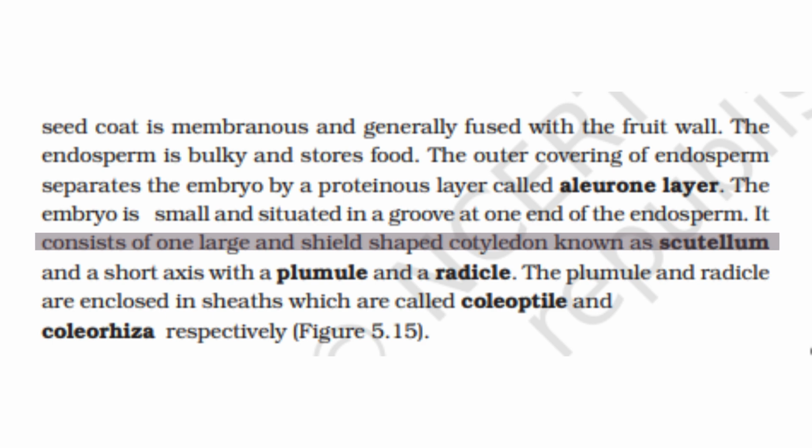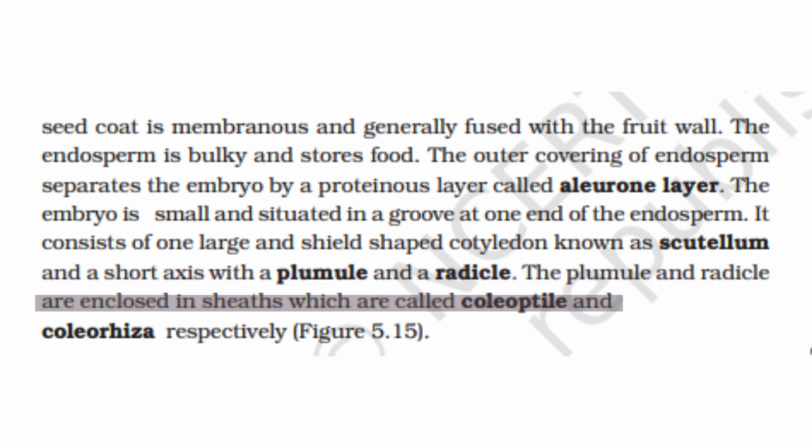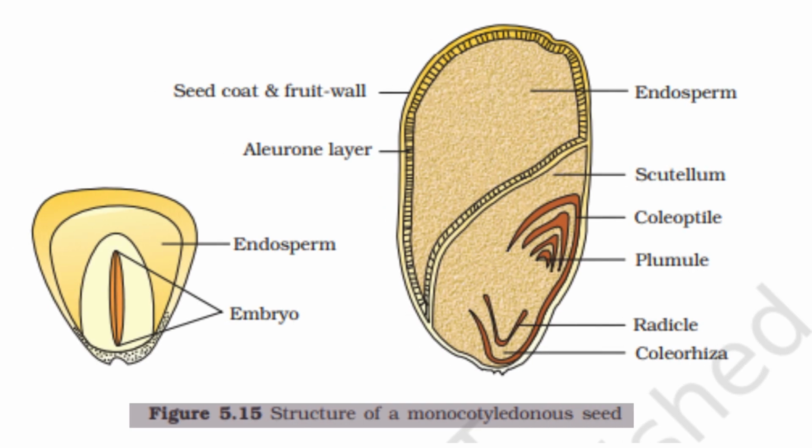It consists of one large and shield-shaped cotyledon known as the scutellum and a short axis with a plumule and a radicle. The plumule and radicle are enclosed in sheaths which are called coleoptile and coleorhiza respectively. Figure 5.15. Figure 5.15 Structure of a monocotyledonous seed.